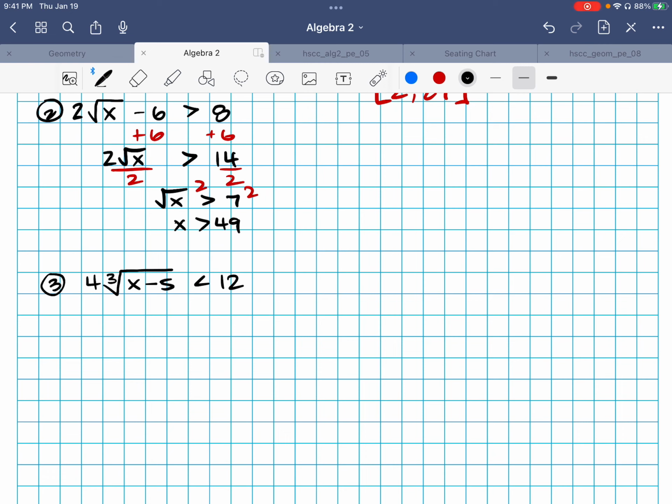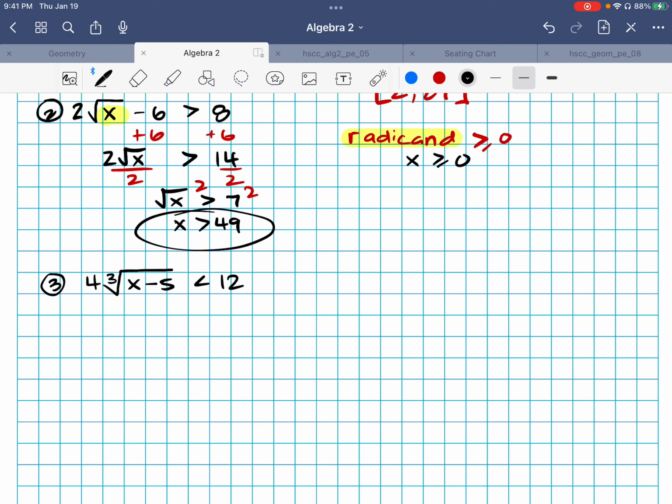So as long as x is greater than 49, this inequality will be satisfied, but we must check the radicand. Now, this is a square root, and in square roots, the radicand must be greater than or equal to 0. Remember, you cannot have negatives inside of a square root, so the radicand must be greater than or equal to 0. Now, the radicand in this problem happens to be just x, so we're going to change the word radicand to the x value, and we're going to say that x is greater than or equal to 0. As long as our solutions are greater than or equal to 0, we're okay.